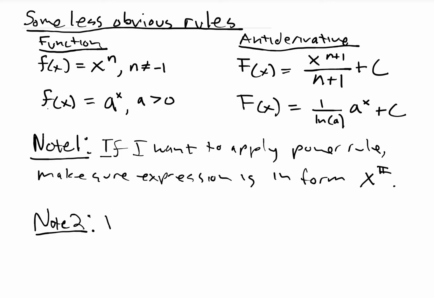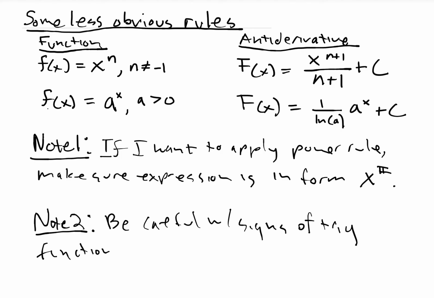A second note that I'll go ahead and make here, just to really reinforce this. I mentioned this on the last slide, but please be careful with your signs of your trig functions, right? Anytime that you antiderive and you expect to get a function that starts with c, expect to see a sign change of your antiderivative, right?